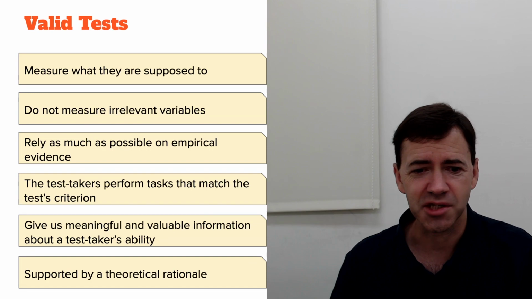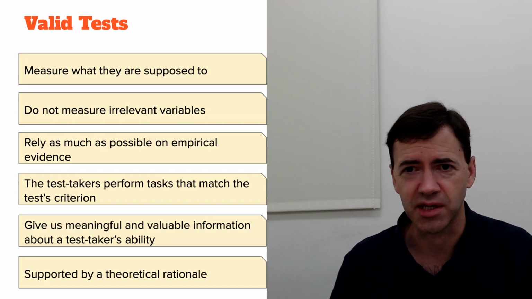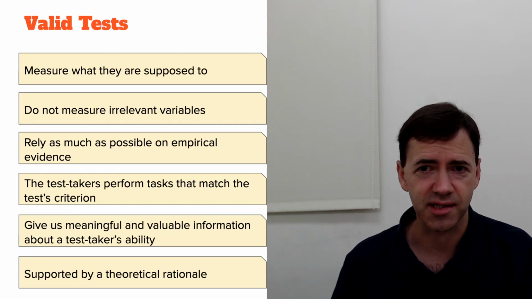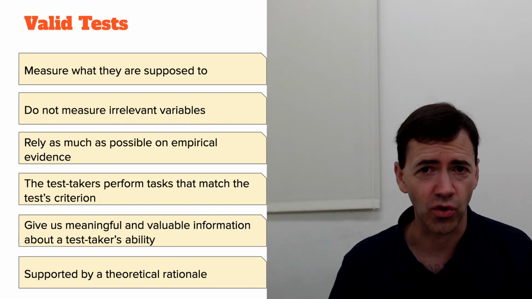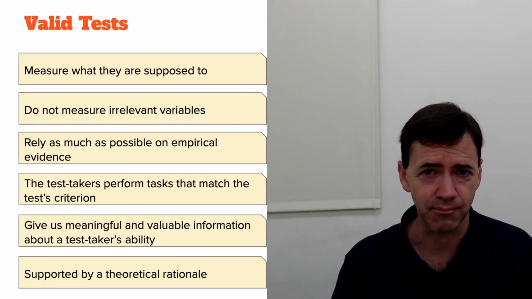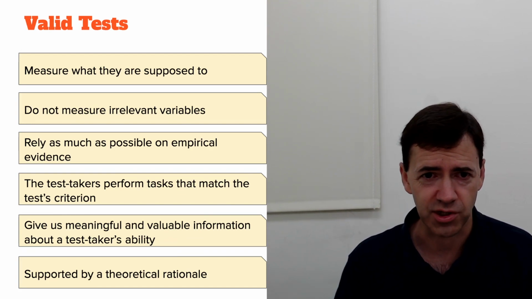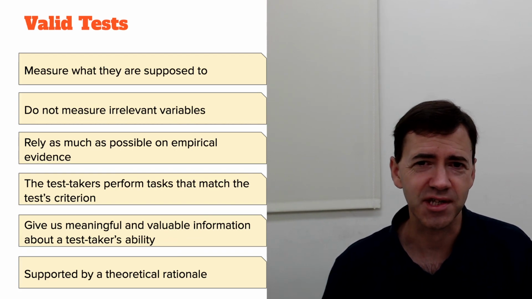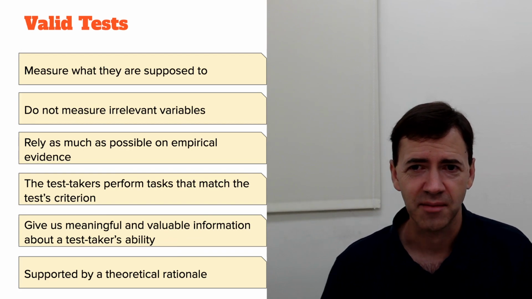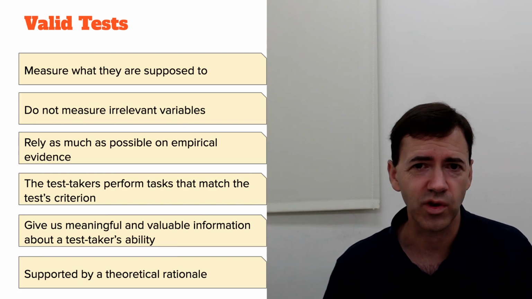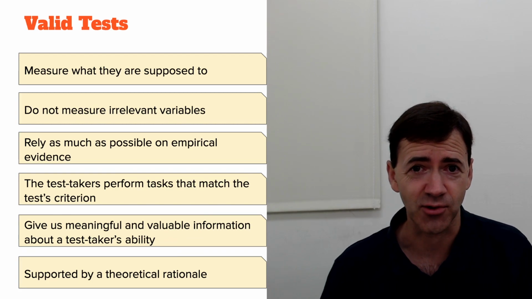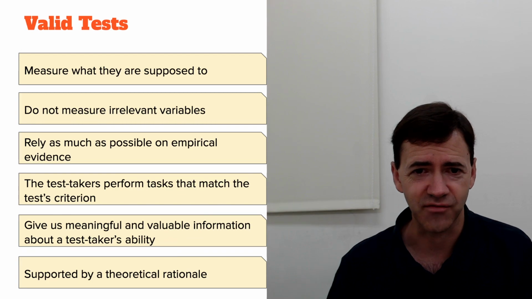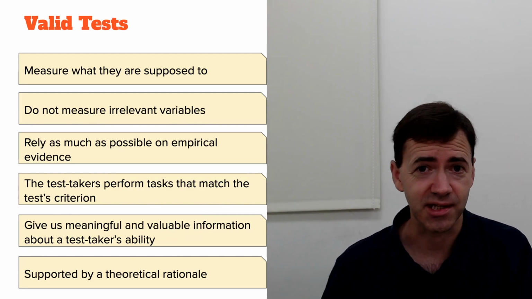And your test is supported by a theoretical rationale, which means someone before has studied this type of test and they've proven or they've shown that this type of test actually measures what I'm trying to measure. So again, I want to give a speaking test. Maybe I don't design my own speaking test the first time. Maybe I do a little research. I read somebody's master's thesis, or I read a journal article where they talk about this type of test is very good for testing speaking.